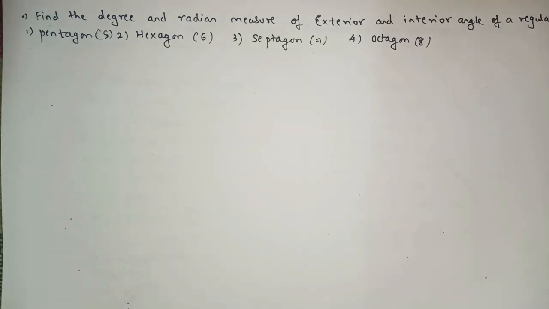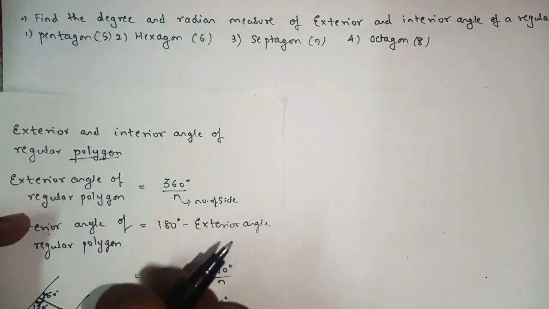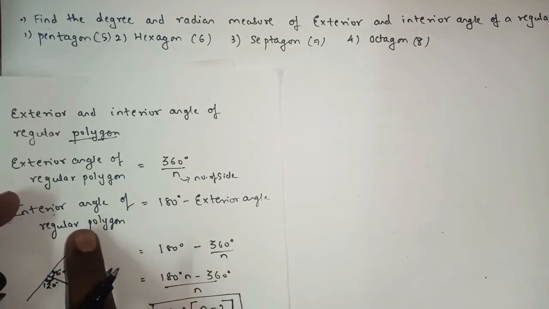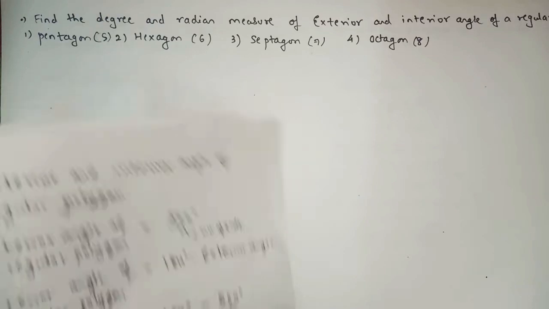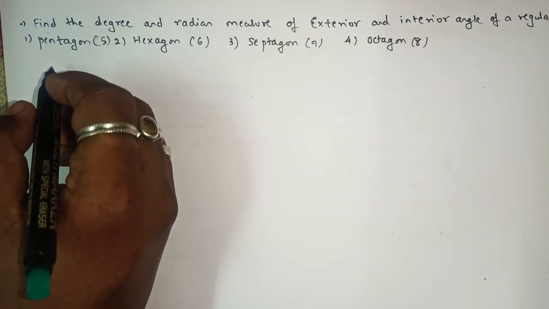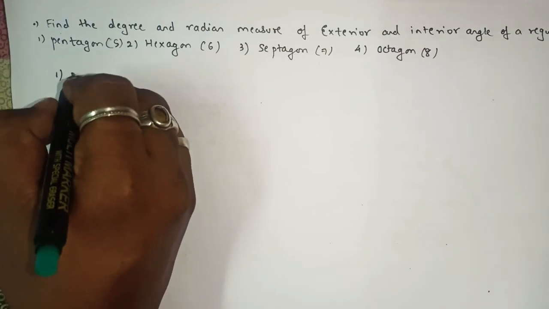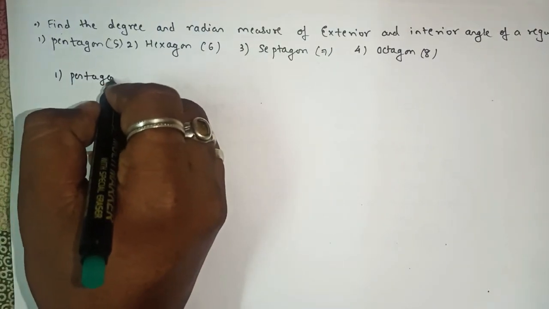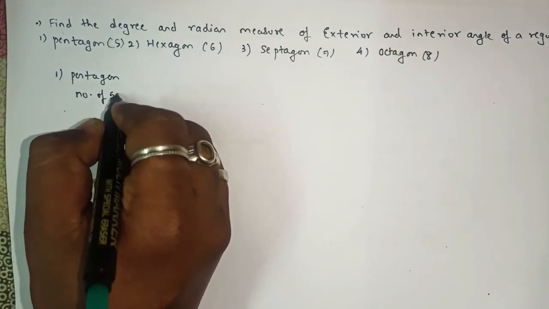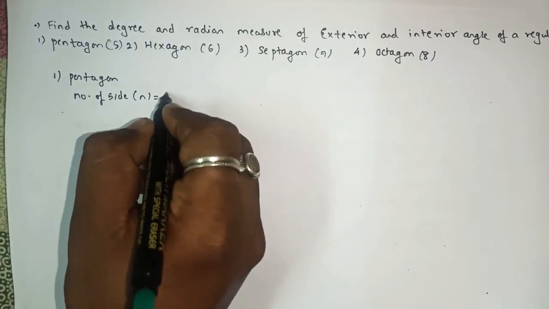Okay, so now we'll apply the concept. As we know that to find the exterior angle, we'll use this formula 360 upon n, and for interior simply subtract the exterior angle from 180 to get the interior angle. Yes or no? So now we'll take the first one, pentagon. So for pentagon, how many sides are there? We can say 5. Yes or no?